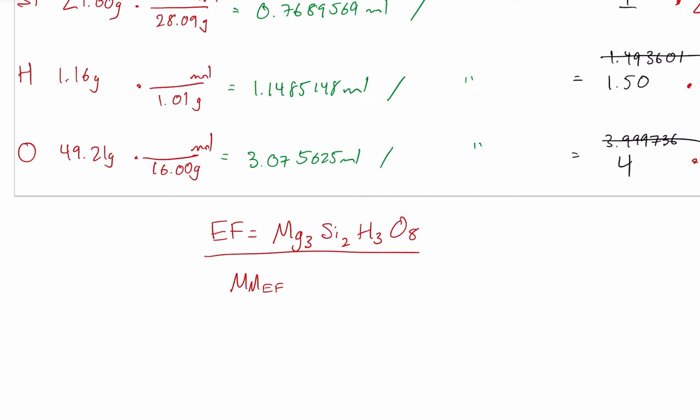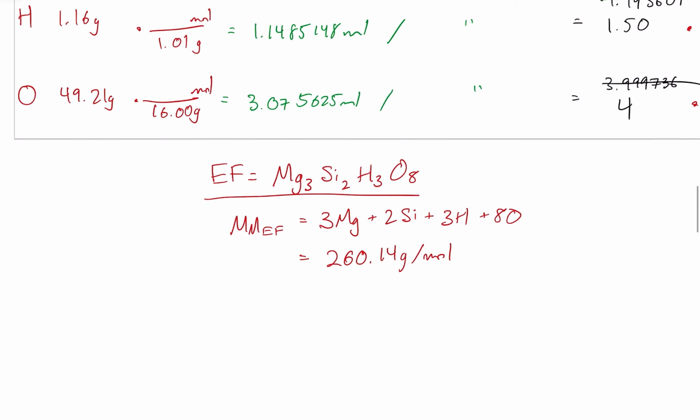So to calculate the molar mass of our empirical formula, all we're going to do is take 3 times the mass of magnesium, plus 2 times the mass of silicon, plus 3 times the mass of hydrogen, and plus 8 times the mass of oxygen. If we calculate this through, we will get a molar mass of 260.14 grams per mole. All right, so that is the molar mass of our empirical formula.